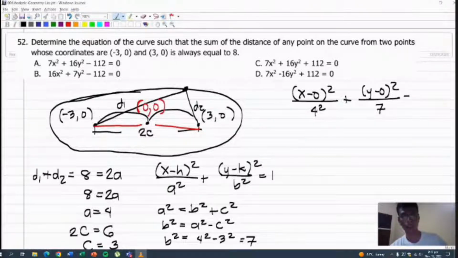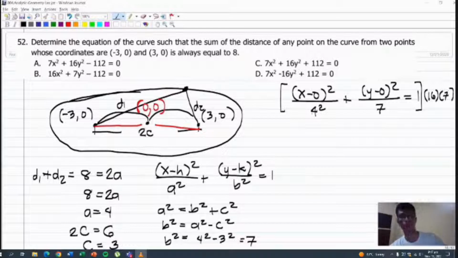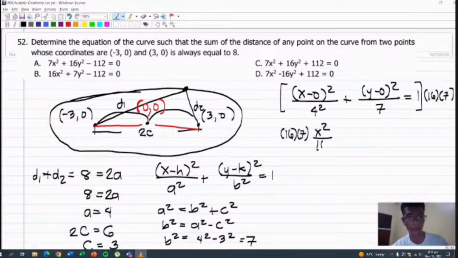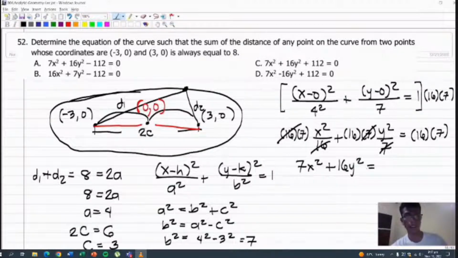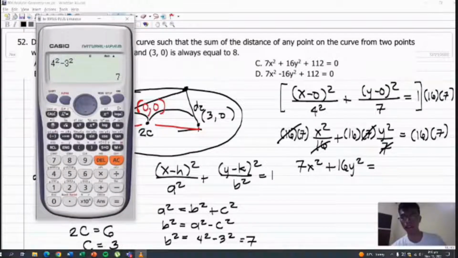So, ang gawin lang natin para mawala yung mga denominator, i-multiply natin by 16 and 7. So, yung 4 square is 16. So, yung x square ay yung 16 and 7, multiply yan kay x square over 16, plus yung 16 and 7, multiply kay y square over 7, and yung 1 naman ay multiply kay 16 and 7. So, cancel ang 16, may matitirang 7x square. Cancel ang 7 dito, may matitirang positive 16y square. And 16 times 7 is 112.